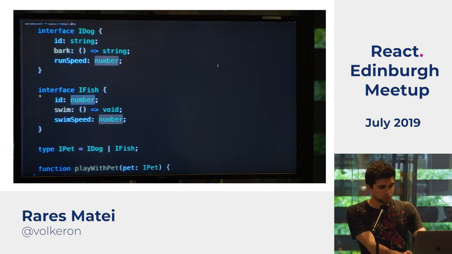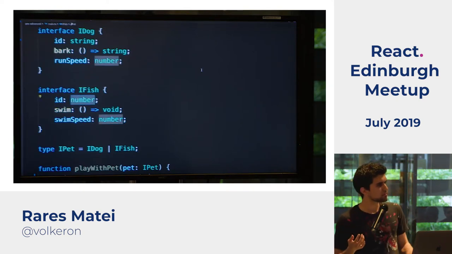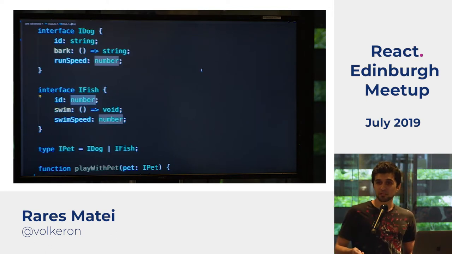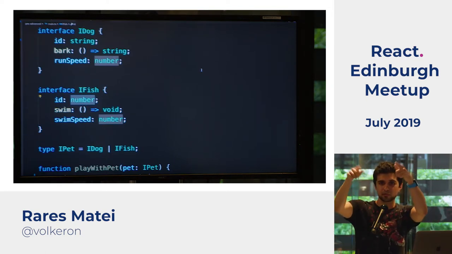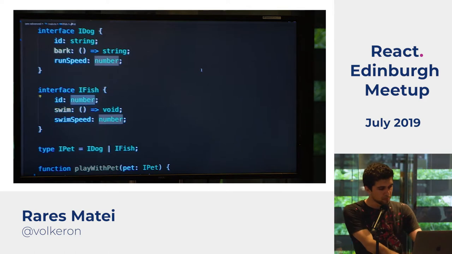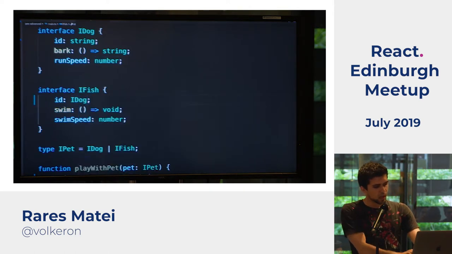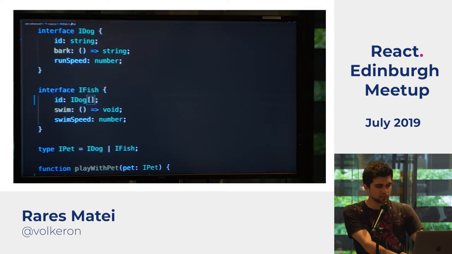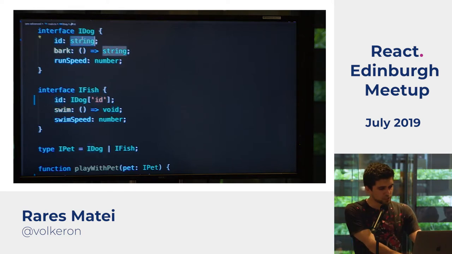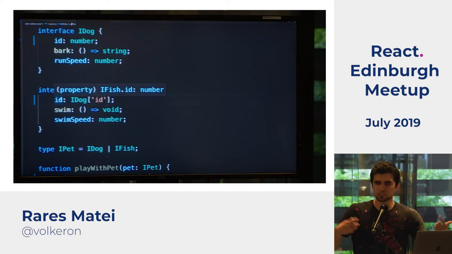And again, another example of how close it is to JavaScript: you've probably seen this, when you want to get the value of an object's property, you just write the object and then square brackets, and you put the string value inside the brackets, and that gives you the value of that property. Well, you can do the same with TypeScript. So you can say I want the type of ID to be, look at the dog interface, and then look at the type of ID from the dog interface. Whatever type ID is on dog, that's going to be the type of the ID on the fish as well. So now if I ever change this, it's also going to change on the fish as well.